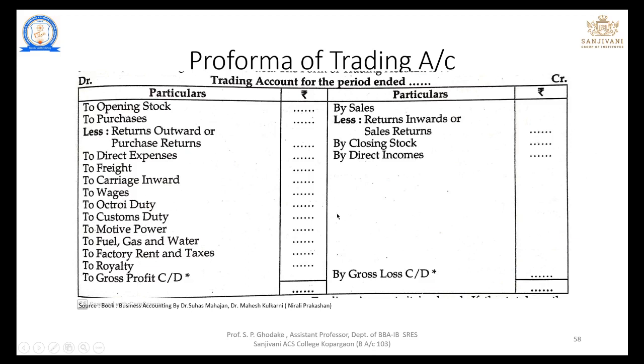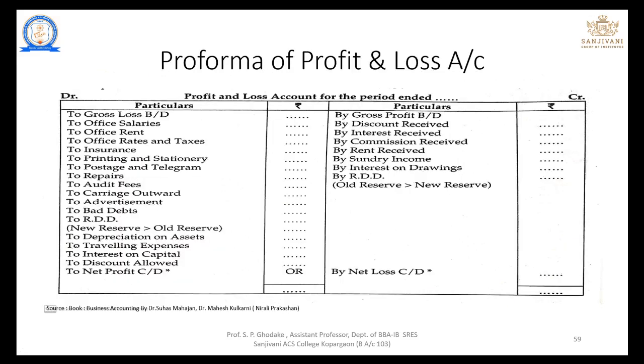Now next, the pro forma of a profit and loss account. Generally, a profit and loss account is a statement of indirect incomes and indirect expenses of a business. Here in the profit and loss account, same as the trading account, we have 4 columns, and on the debit side we have particulars and amounts, and on the credit side we have particulars and amounts.